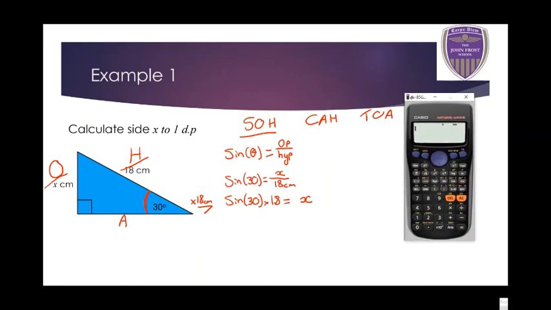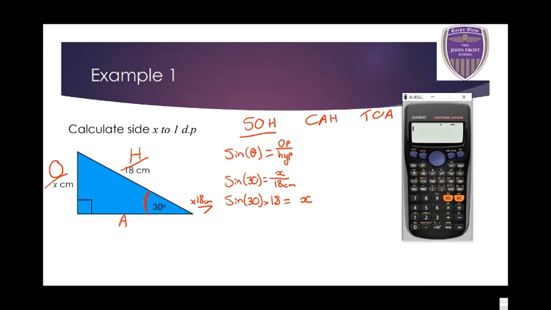If you type into your calculator sine 30 times 18, you will get 9. So 9 centimeters equals X, and rearranging it so it looks a bit more sensible, X is equal to 9 centimeters. Job done.